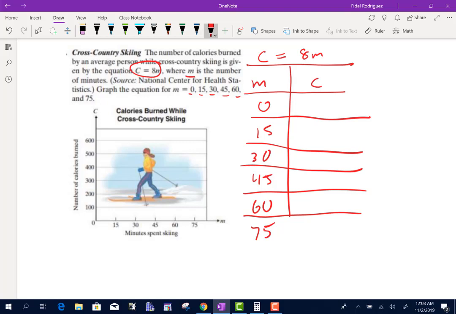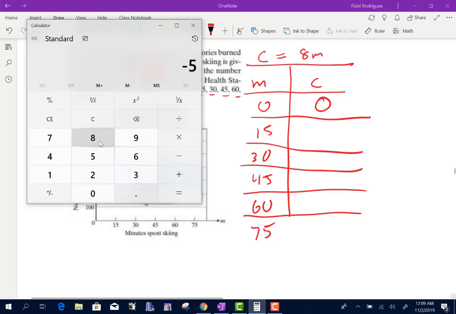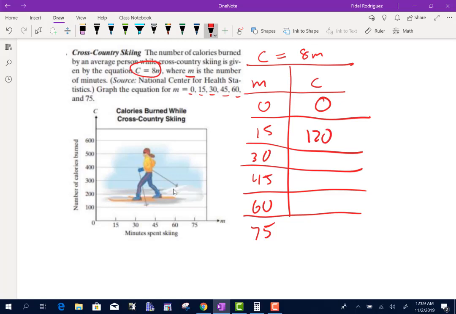So let's think about it. 8 times 0, well, I know that's 0, right? Okay. Look at the next one. We go 8 times what? 15. So look, guys, first thing I'm going to do, grab my calculator. 8 times 15, 120, okay? So let me grab my pen. So right here, I'm going to type in the number 120, okay?